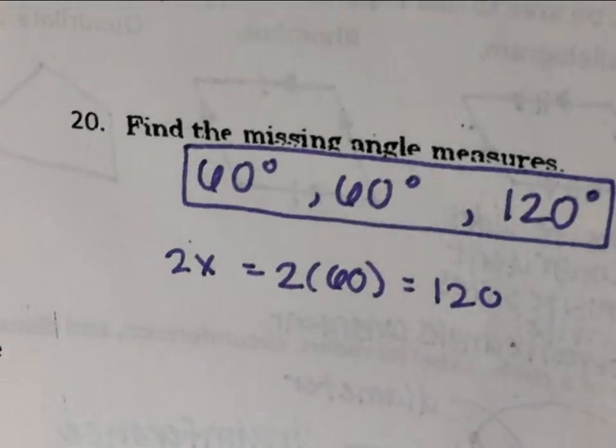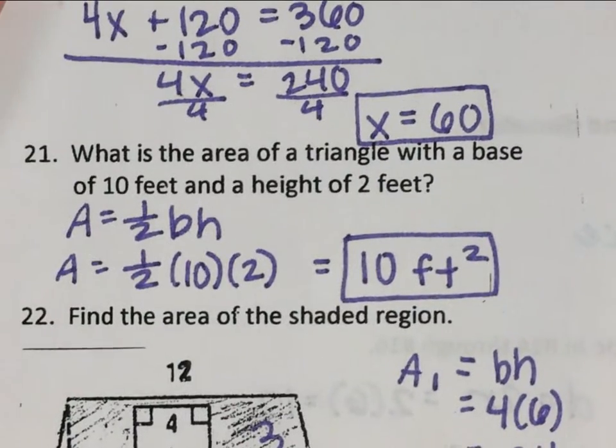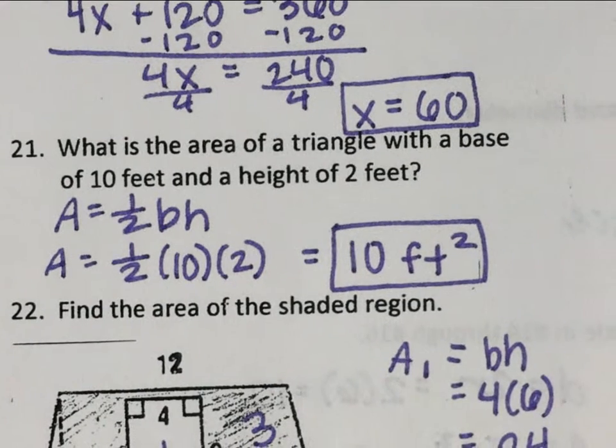All right, number 21, you're finding the area of the triangle with a base of 10 and a height of 2. That is 10 square feet.